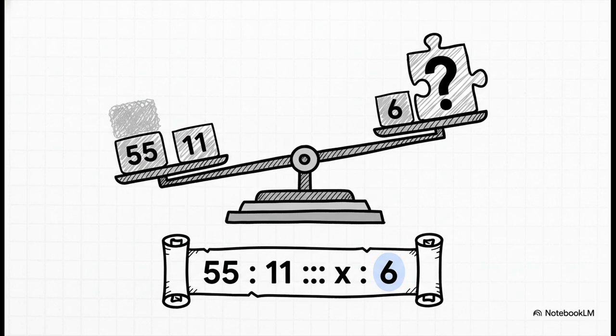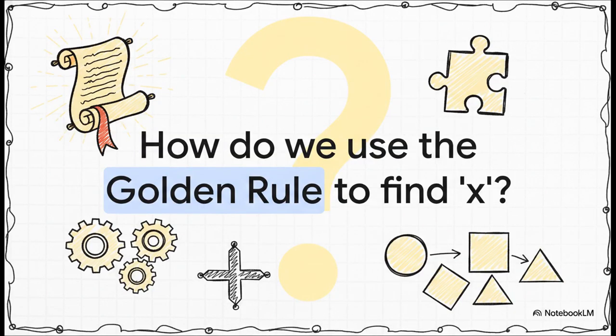Our job is to figure out the one and only number that X can be to make this whole statement true and keep everything perfectly balanced. So just take a second to think about it. We have our golden rule, and we've got a missing piece. How do you think we put those two things together to figure out what X is?